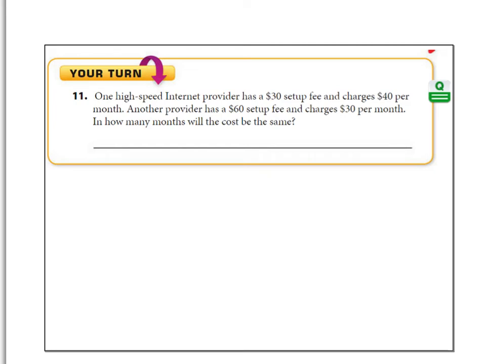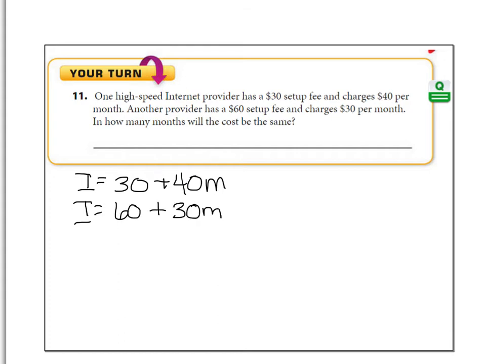So now we're going to do question number 11 together, and then we'll try one on your own in just a minute. So we have internet providers here. One, and I'm going to call that I. So our first one has a setup fee of $30 and charges $40 per month. So that's an additional fee, and we don't know how many months, so that's M. The second provider has a $60 setup fee, but only charges $30 a month. So you pay more at the beginning, but then you pay less every month.